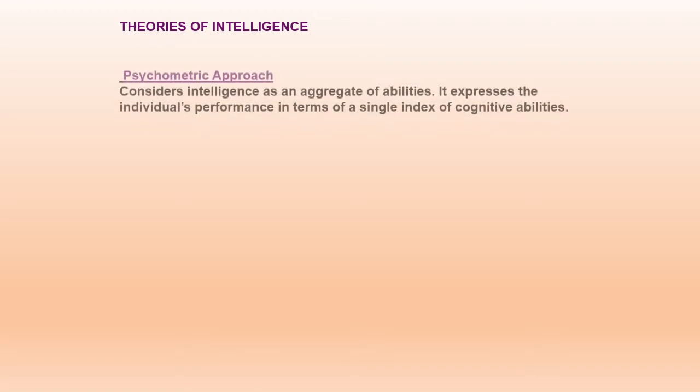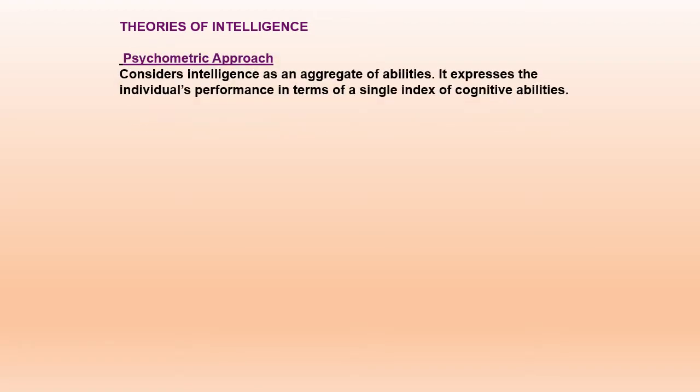Next, we have certain theories of intelligence where we have two approaches. First is the psychometric approach, where it considers intelligence as an aggregate of abilities. So it expresses the individual's performance in terms of a single index of cognitive abilities. So what does it mean? It means that psychometric approach is basically measuring various psychological variables.